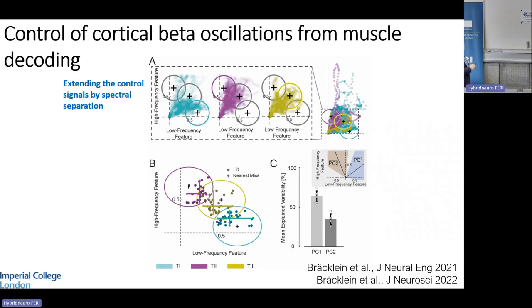Actually, you can also make a principal component analysis, and you can find a two-dimensional control. And this is from one pool of motor neurons that is receiving common input. So this is a pool for which we couldn't separate motor units, but the full pool has a high frequency content that we can separate from the low frequency content. So that common input that arrives has both low and high frequency, but the two can be separated.